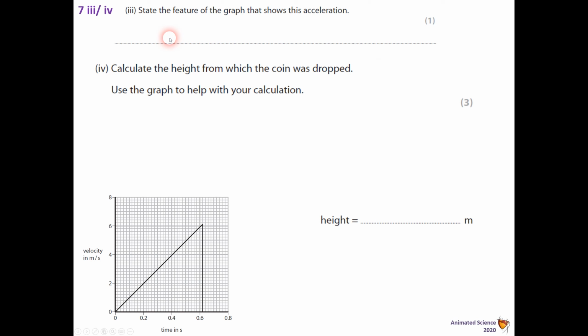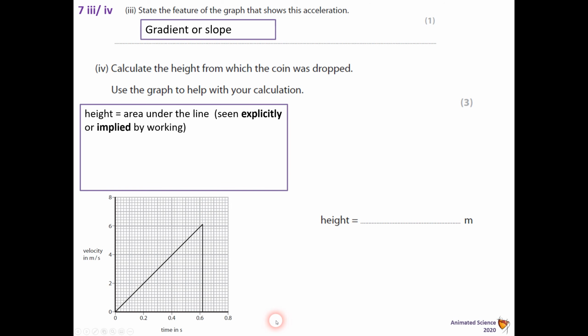Part 3 and 4. The feature of the graph that shows acceleration is the gradient or the slope that you worked out. Calculate the height from which the coin was dropped. Use the graph to help with your calculation. Use the graph, it tells you. Okay, 3 marks. I've got the graph again. Let's have a look and see what we do.